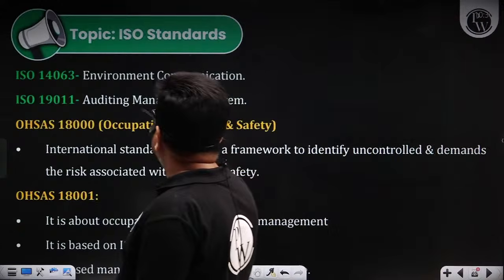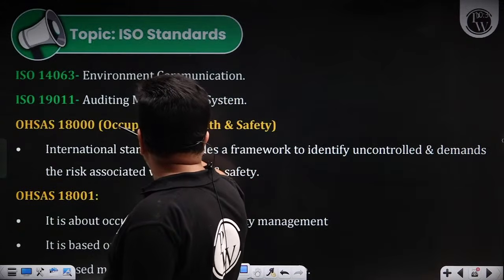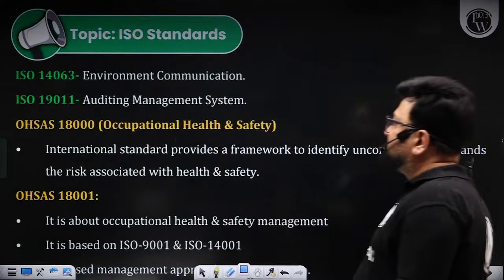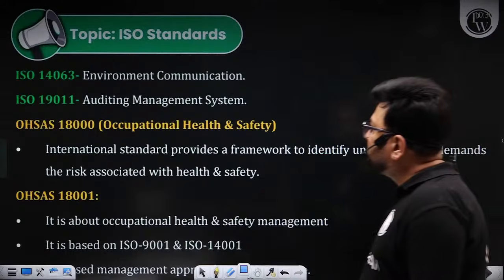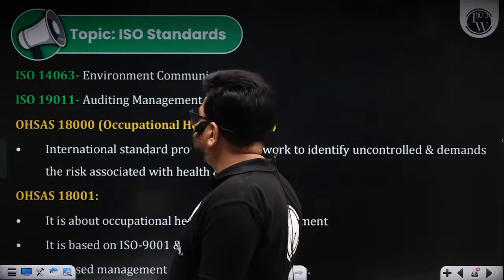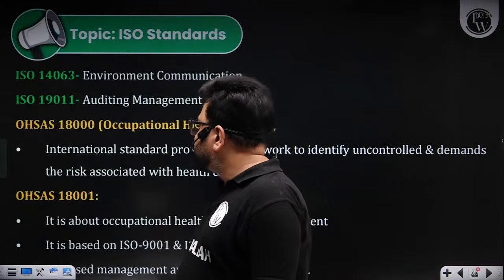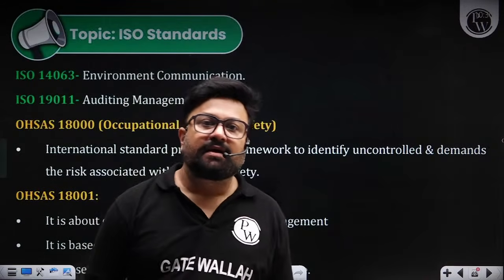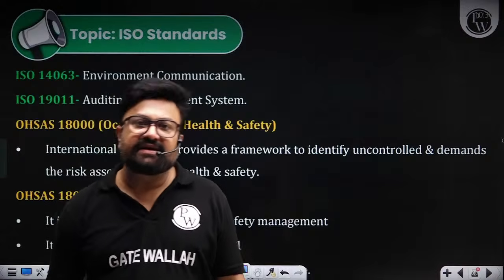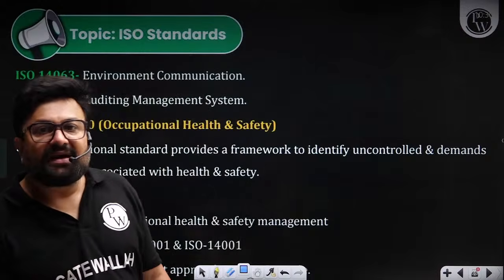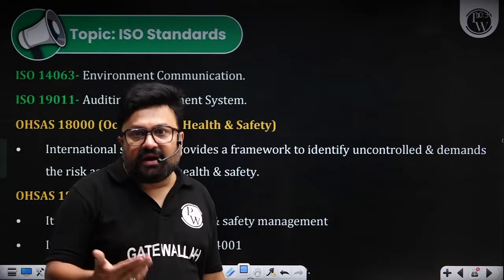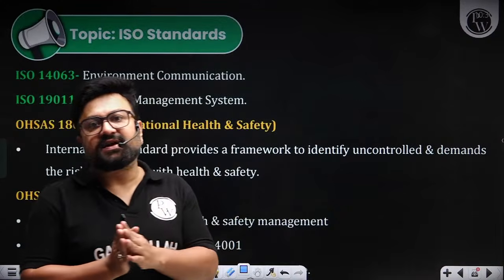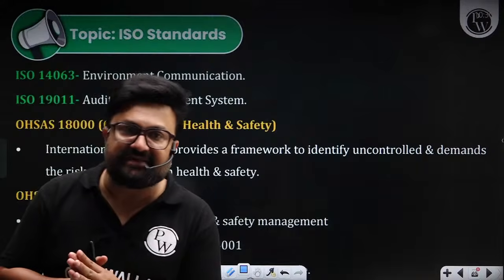ISO 14063 is environment communication. ISO 19011 is auditing management system. Now there is OHSAS, occupational health and safety, that is the 18000 series. This international standard provides a framework to identify, control and reduce the risk associated with health and safety.